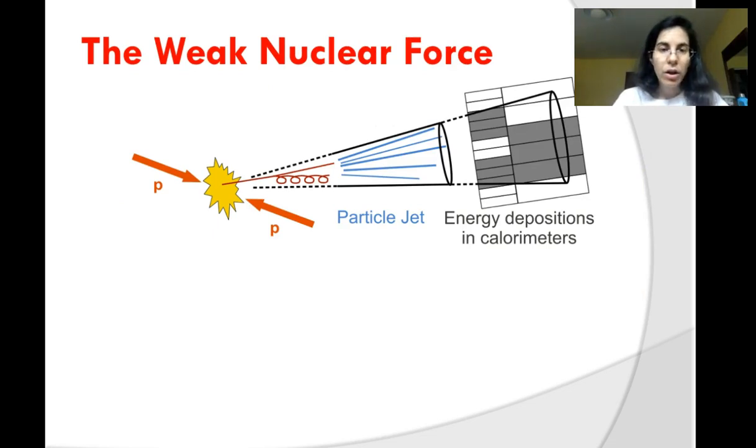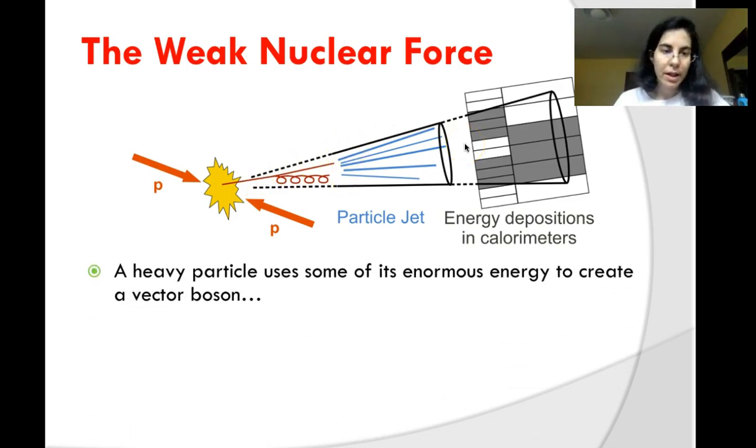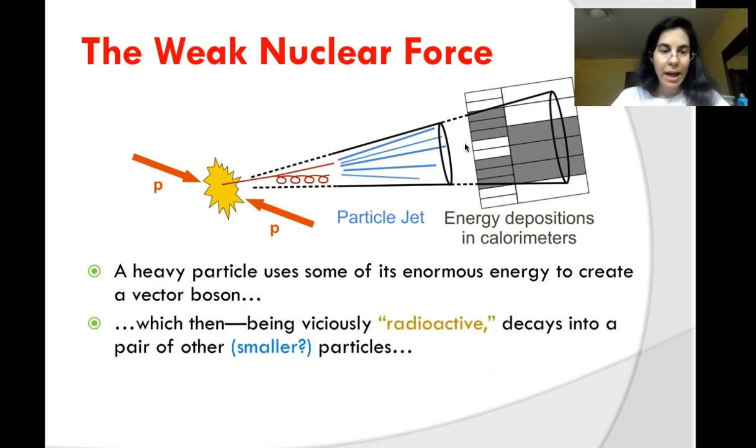Not long. Particles collide in labs like the LHC, like CERN, like Fermilab. They collide in a detector. They make other particles in the collision. Those other particles spray in jets all over the place, and we look at them in calorimeters. A very heavy particle, sooner or later, will use some of that enormous energy to create a vector boson. Those bosons are the carriers for the property that we call radioactivity. They are ridiculously unstable. They are viciously radioactive.